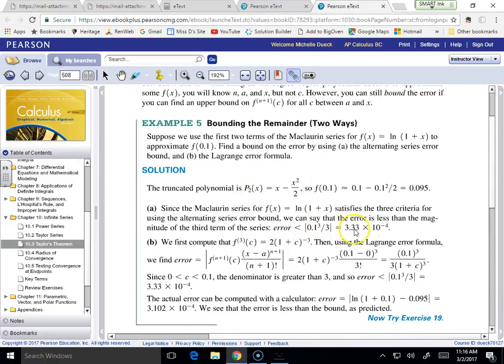For the alternating series bound, that was pretty straightforward. They even used scientific notation, whatever. For letter B, they went ahead and solved. They found 2 over 1 plus c cubed, which is what we found as the 5th derivative. They plugged in 0.1 because that was their x value. Now, hold on. I want you to check out letter B. We solved this one yesterday together.